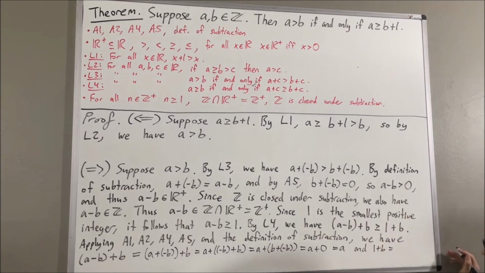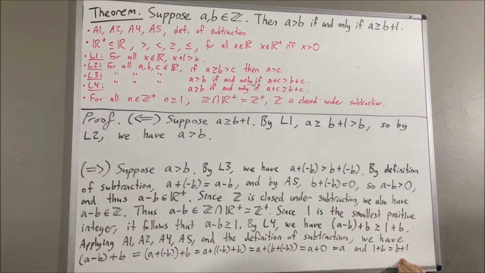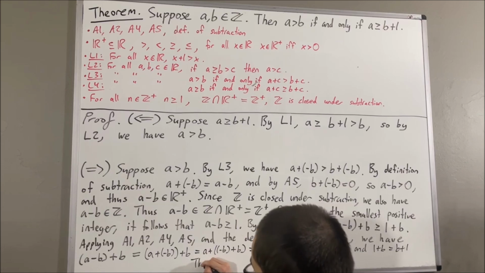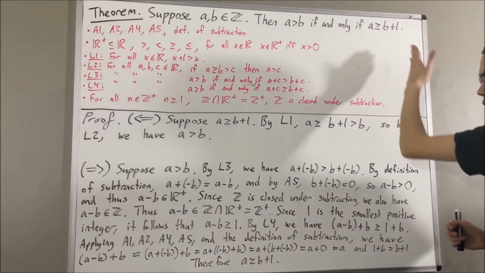And by axiom 1, 1 plus b is equal to b plus 1. So, through these equalities, we have shown that the left-hand side of this inequality is equal to a, and the right-hand side of this inequality is equal to b plus 1. So this inequality is saying a is greater than or equal to b plus 1. And that is exactly what we wanted to show.